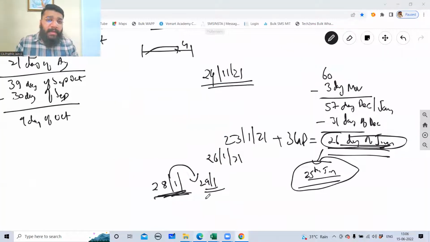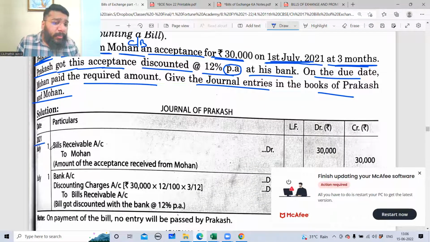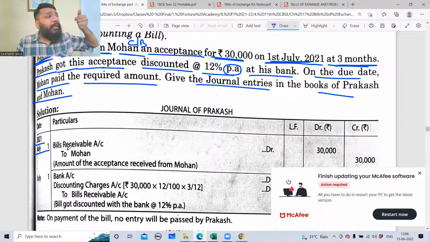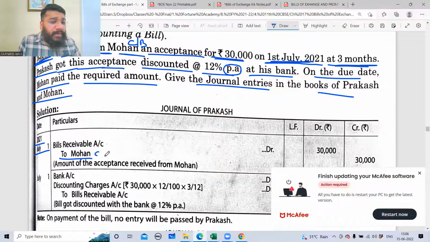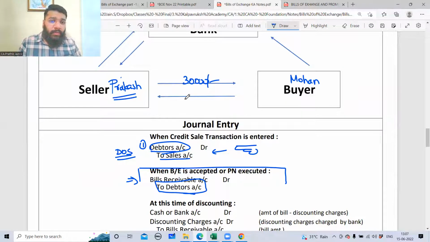So the question says that on 1st July 2021, the bill was accepted. When the bill is accepted, we have to reverse the debtor. So Mohan is the debtor. We have to reverse him by giving a credit, and in place of that, we need to create an asset called bills receivable, 30,000. So acceptance is given for 30,000. This is the issue of the bill and this is the acceptance of the bill.